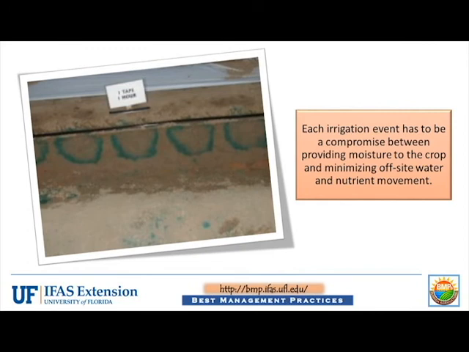Important wetting characteristics are maximum wetted width, shortest time or volume needed for emitter-to-emitter coverage, and time or volume when irrigation reaches the bottom of the root zone. Each irrigation event has to be a compromise between providing moisture to the crop and minimizing off-site water and nutrient movement.